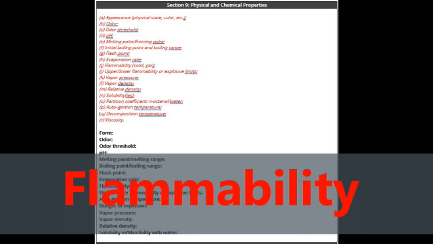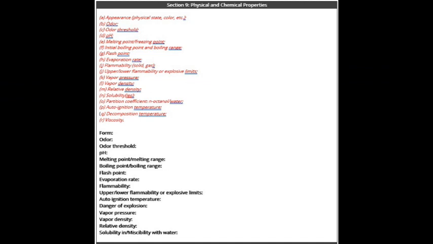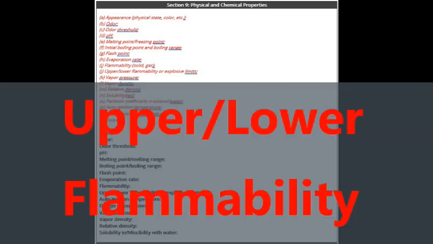Flammability is a measure of how quickly a specific chemical is capable of catching fire and burning. Upper and lower flammability or explosive limits. The upper limit of flammability can be defined as the highest concentration of a vapor or gas, as a percentage, that will produce a flash or fire when ignited by a source of heat.